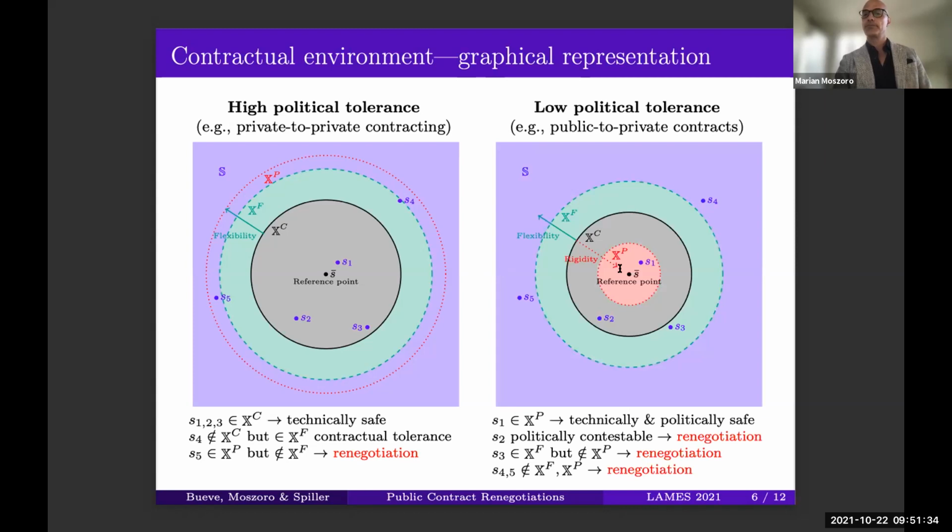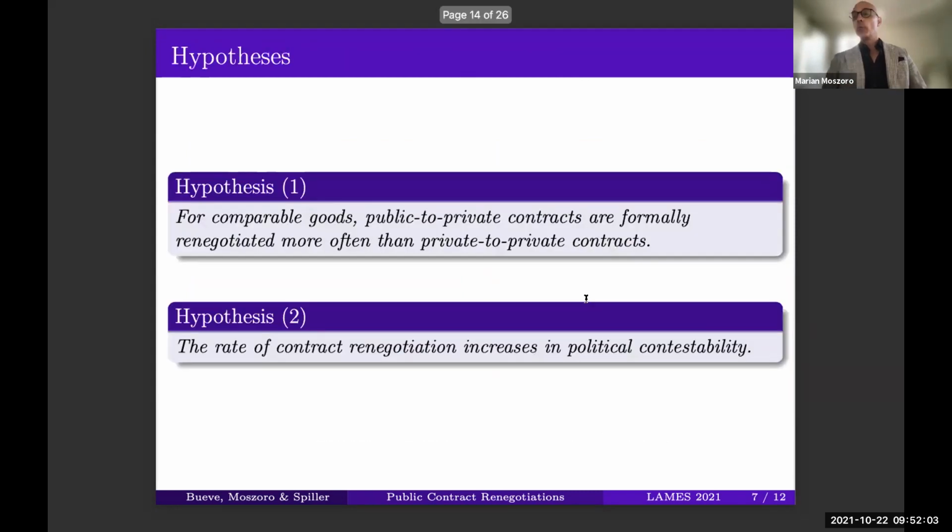What happens when there is more political competition? The political competition makes the political tolerance smaller, but with that it drags also the contractual features and the contractual flexibility. Therefore, the probability of the contract being renegotiated is much higher when the political competition is tighter. Now we take that into a formalization of hypotheses and to the data.